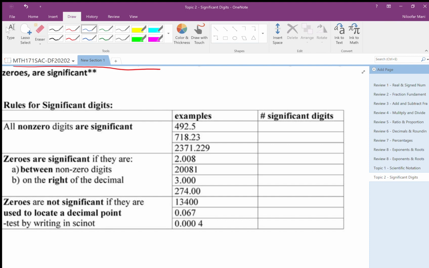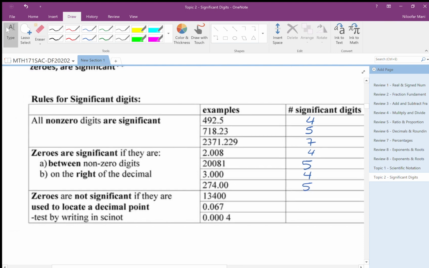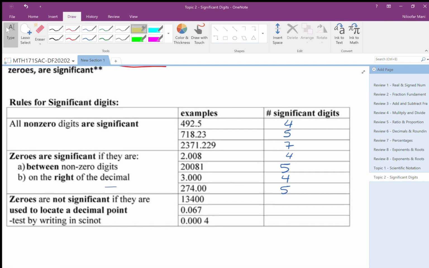So here, how many significant digits do I have? 4. Here 5, and here 7. How many here? 4. I know I have 0, but zeros are between non-zero digits, so I count them. So 5, 4, 5. So between non-zero digits and after the decimal, I count them. See, these are between non-zero digits. I need to count them. I cannot even remove them.